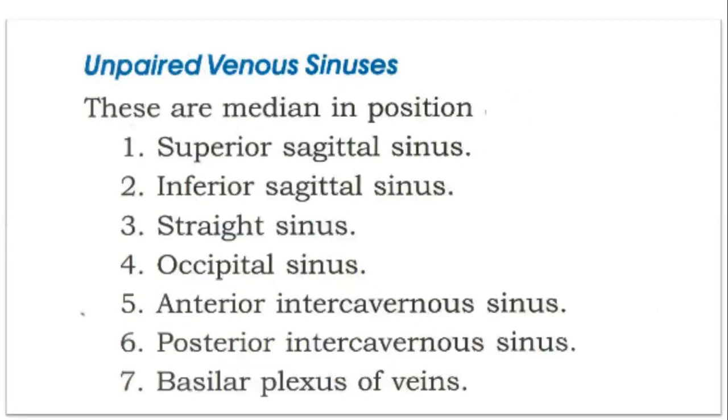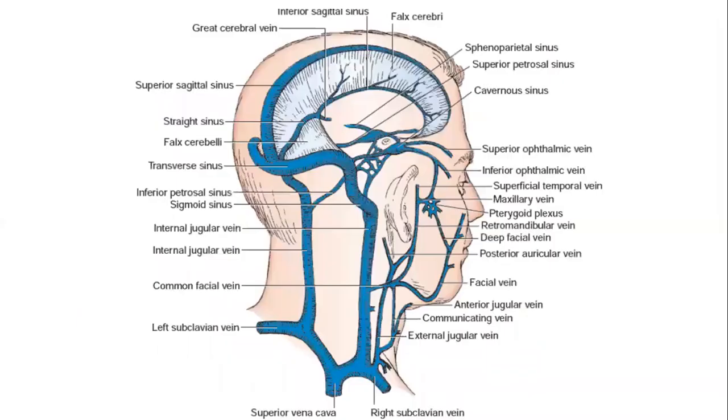Then there are the unpaired venous sinuses. These are the superior sagittal sinus, the inferior sagittal sinus, the straight sinus, the occipital sinus, anterior intercavernous sinus, posterior intercavernous sinus, and the basilar plexus of veins. These are the unpaired venous sinuses.